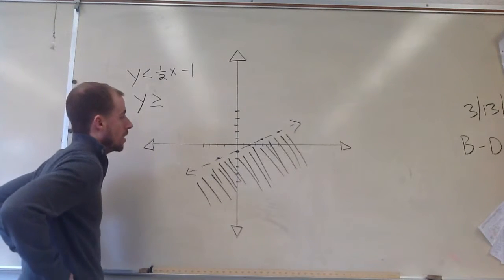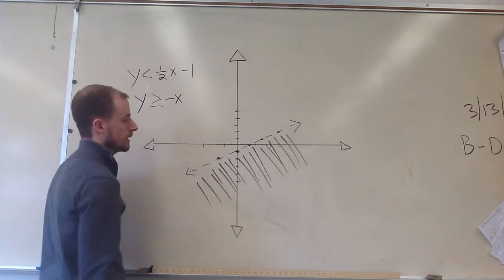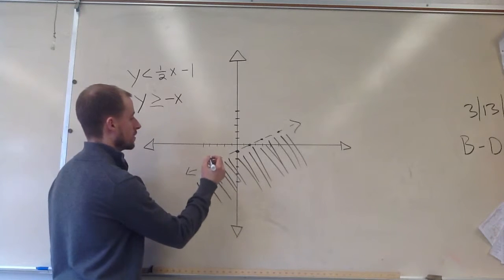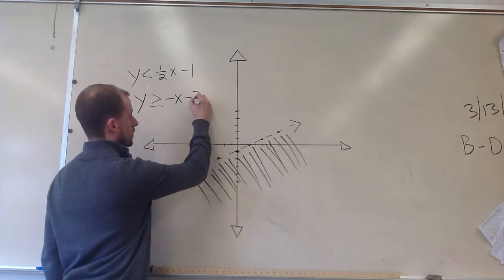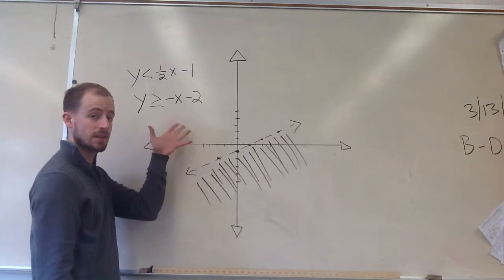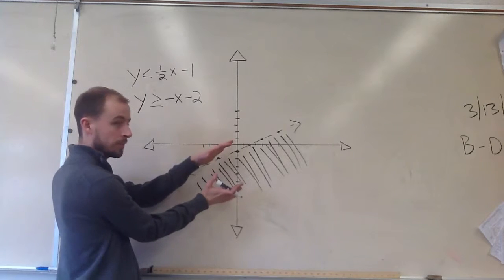How about -x minus 2, let's say. Alright, so I'm going to do this one now. So now that's a system of inequalities, which was the second thing that we did. So this is the first part.